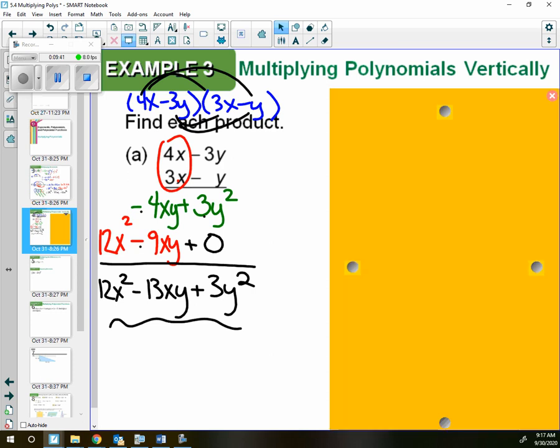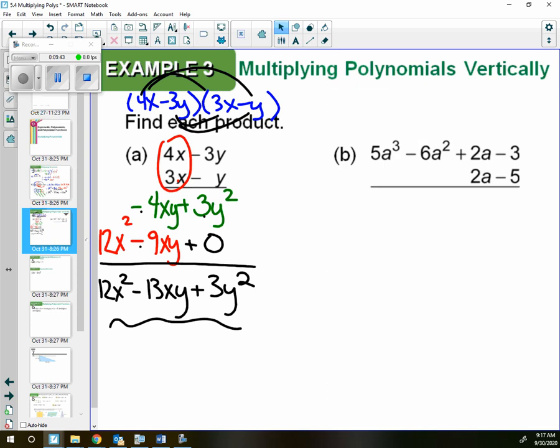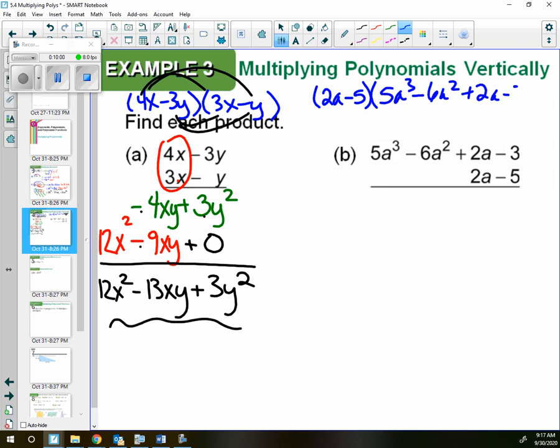Now I'm going to take a look at this next one here. This is a binomial times how many terms do we have here? 1, 2, 3, 4. Now, if you're going to do this horizontally, this would mean 2a minus 5 times this whole big thing. So 5a cubed minus 6a squared plus 2a minus 3.